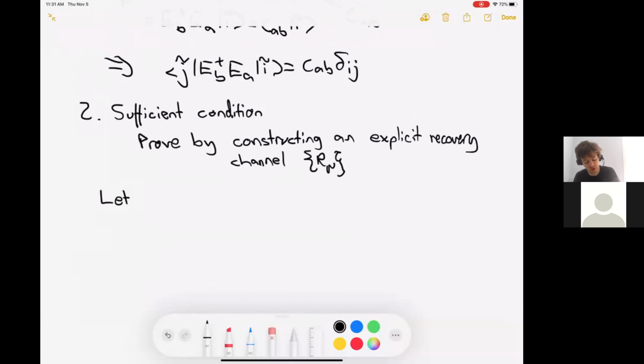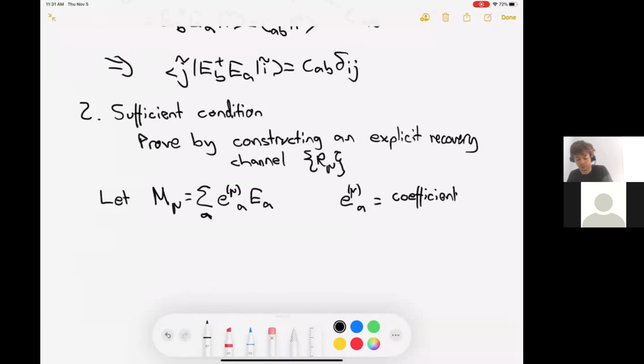is we're going to define some new matrices, M mu, going to be the sum over A of E mu A times EA, where E mu A is just the coefficients of the muth eigenstate of the matrix CAB. Okay.